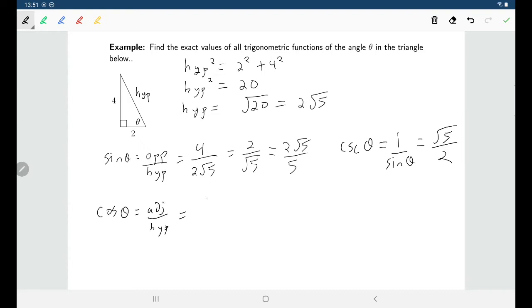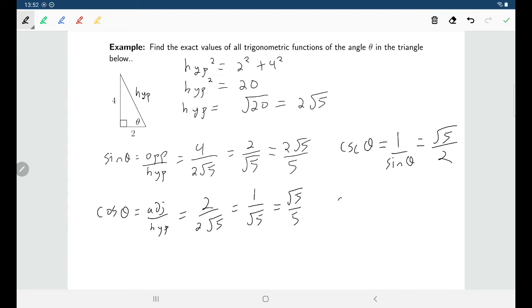And for theta, the adjacent side measures 2. And so now, just to simplify, again, rewriting this in simplest terms, 1 over root 5 could be rewritten as root 5 over 5, multiplying top and bottom by root 5. And then there we go. We have our value for cosine of theta.